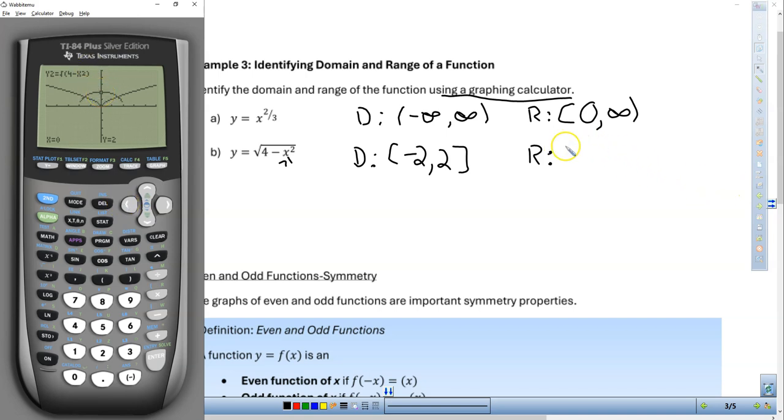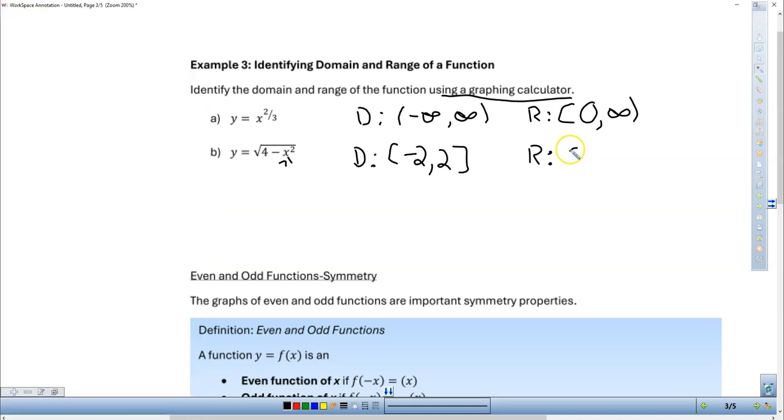So we're going to go ahead and say that the range of this function is going to go from 0 to 2. Because again, remember, if we plug in a negative 2 here, what do we get? We have negative 2 squared is 4. 4 minus 4 is 0. And we plug in 2. 2 squared is 4. 4 minus 4 is 0. So that would have to be the smallest value for our range.